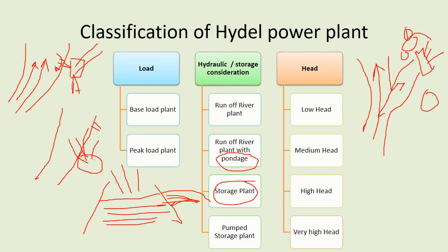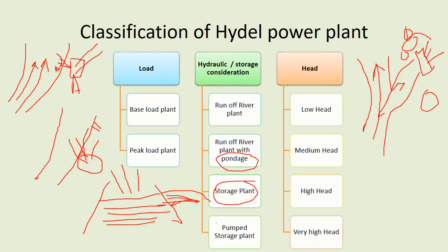Now next is your pumped storage plant. Now this plant, making a dam and then using it, works annually. So this is not a seasonal plant, it doesn't work only in a particular season, it works for the whole year, because we are storing water.